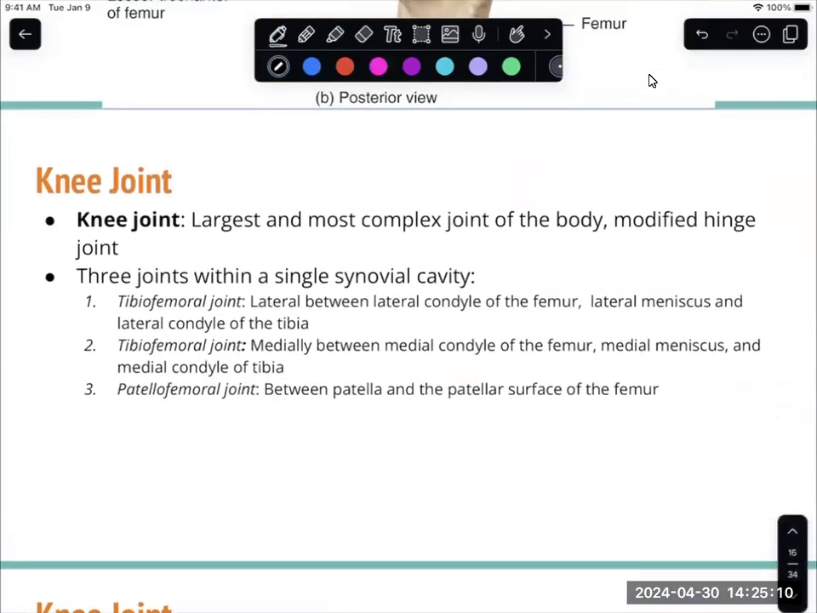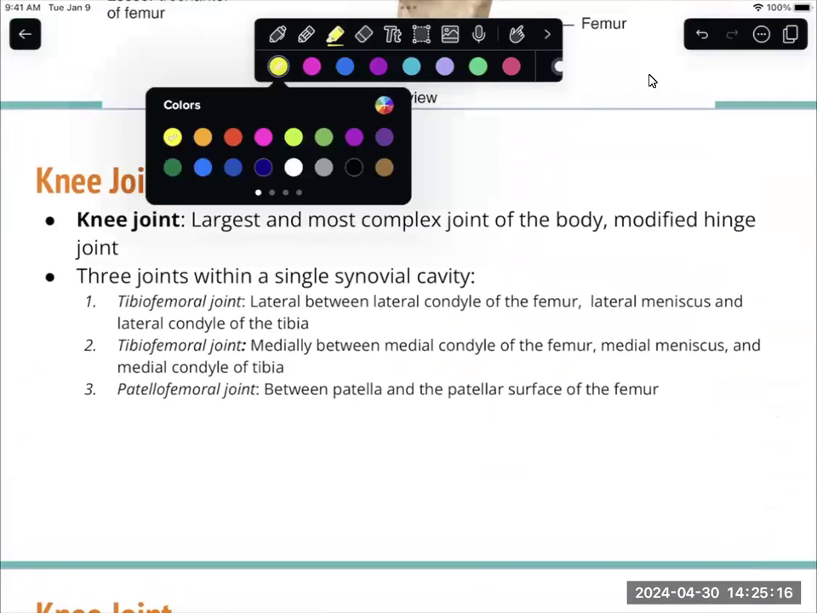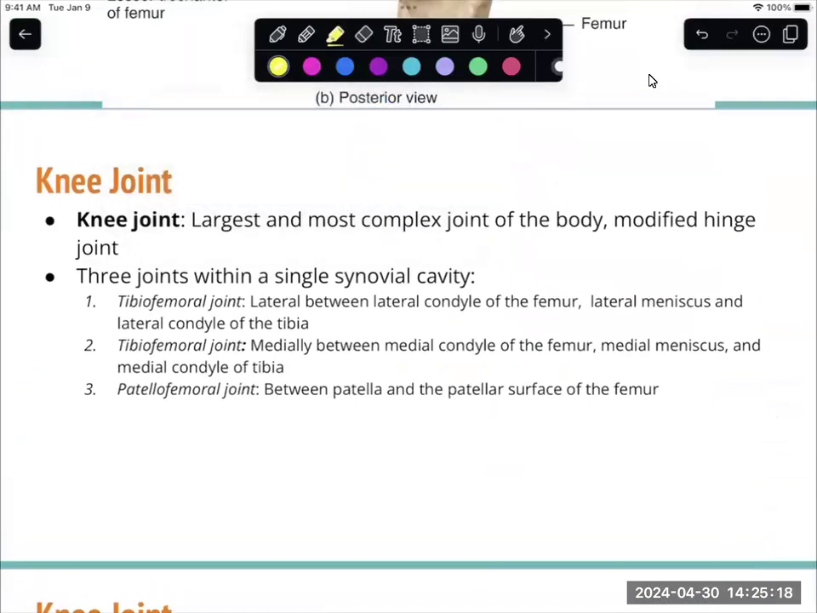The knee. The knee joint is the most complicated joint in the body. Your knee joint is made up of a lot of different parts. Your knee joint is technically 3 different joints in one area. So we have the tibiofemoral on the lateral side, the tibiofemoral on the medial side, and that patellofemoral, which is found between the patella and the femur.